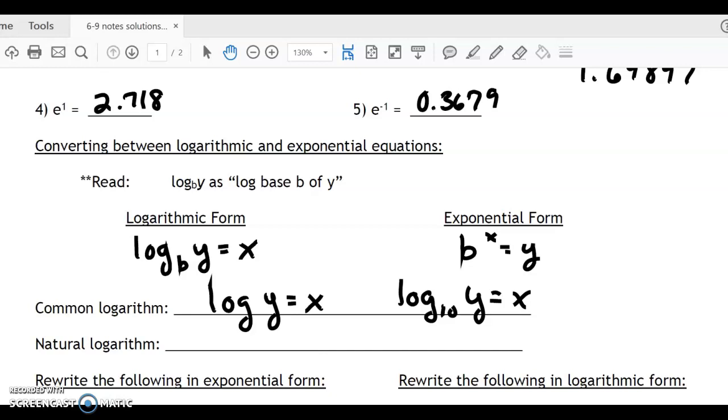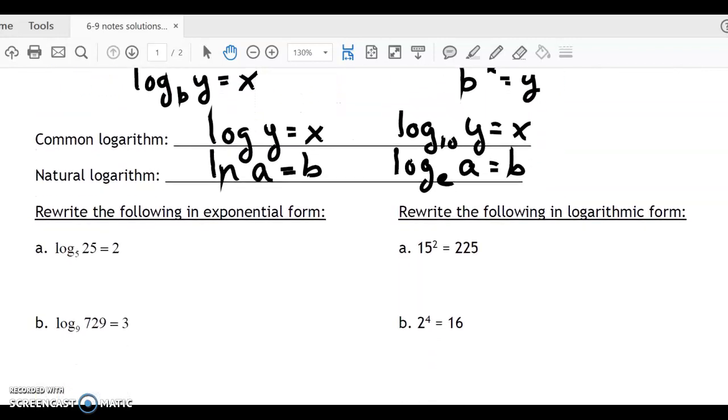Now the natural logarithm has a base of e, so the natural logarithm is going to be written ln of a equals b. That is basically saying the log with a base of e of a is equal to some number b.